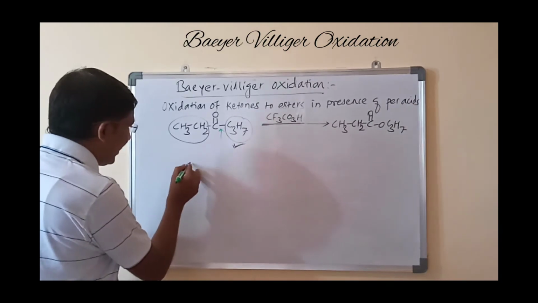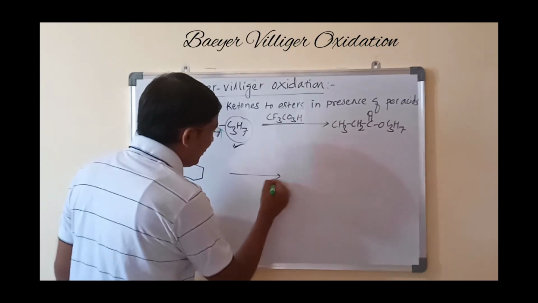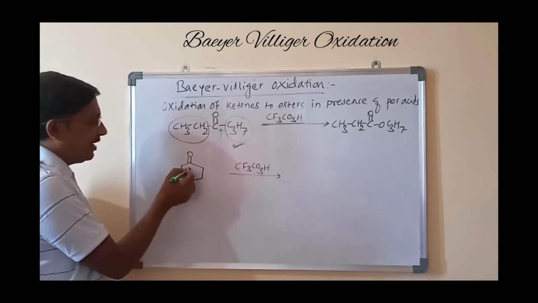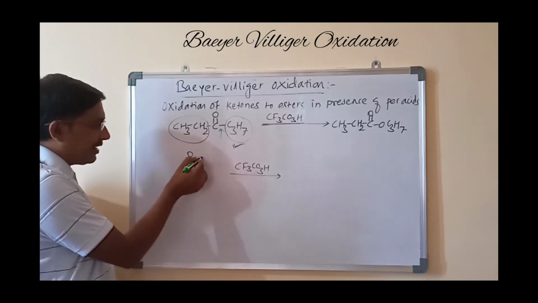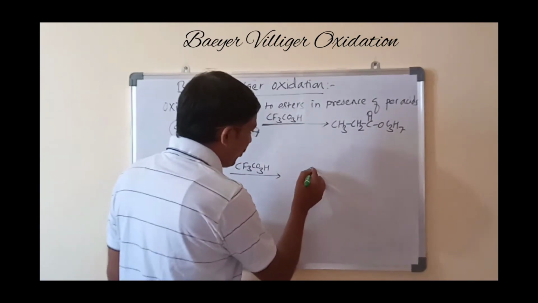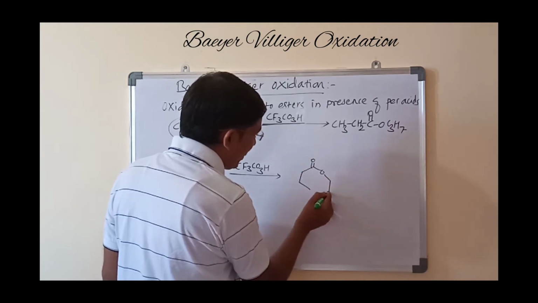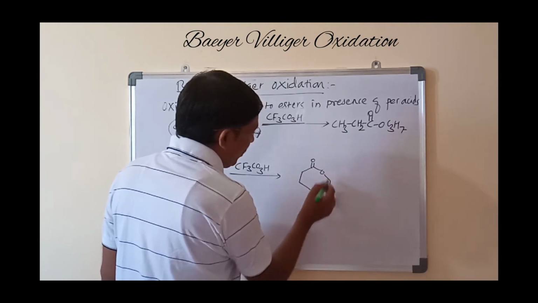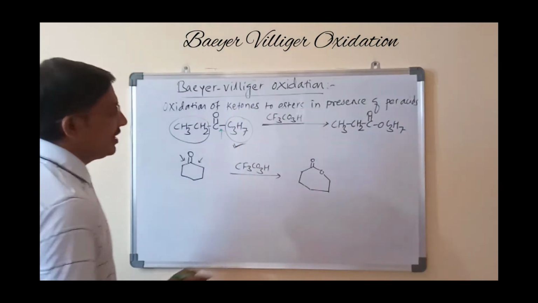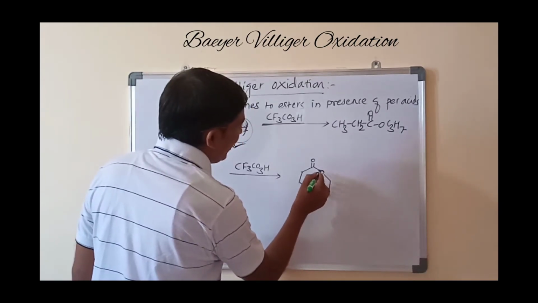If we take the cyclic ketone, C double bond O, now this is symmetrical, with CF3CO3H. Here the oxygen you can insert either this side or this side. Both sides are equivalent. Hence, here the product of this reaction, now this becomes the 7-membered ring, 1, 2, 3, 4, 5, 6, 7. It is a cyclic ketone converted to a cyclic ester. It is a lactone.